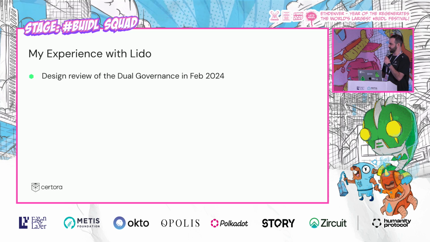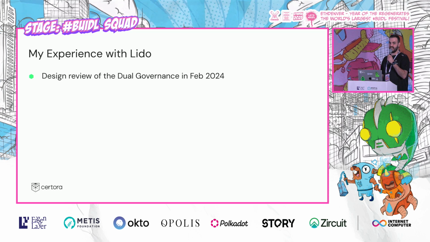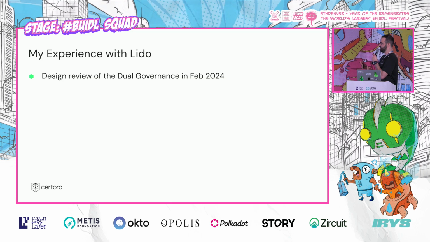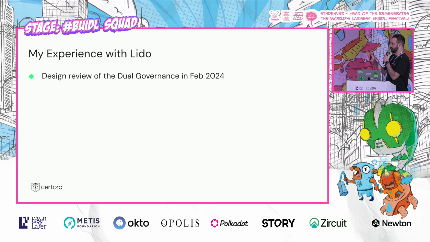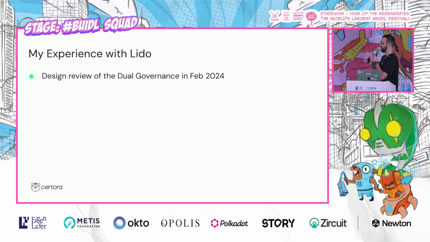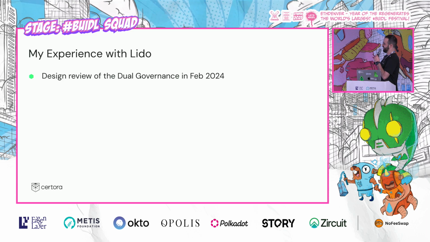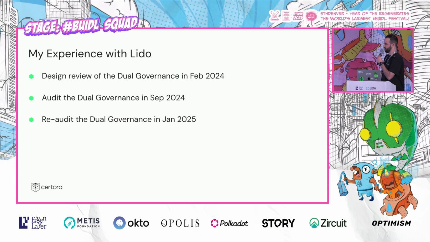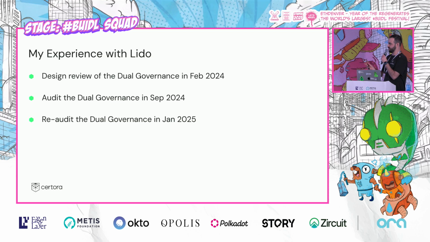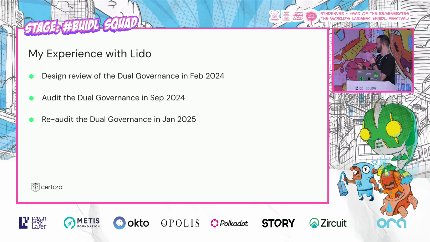I reviewed the design of Lido dual governance a year ago. Design review is basically looking at the design before the code is even written, which means that we can fix a lot of these issues and other similar issues even before we start development, saving crucial development time and a lot of money. After that, we at Certora audited the dual governance mechanism in September, and then re-audited in January, and of course also formally verified it. It's great.